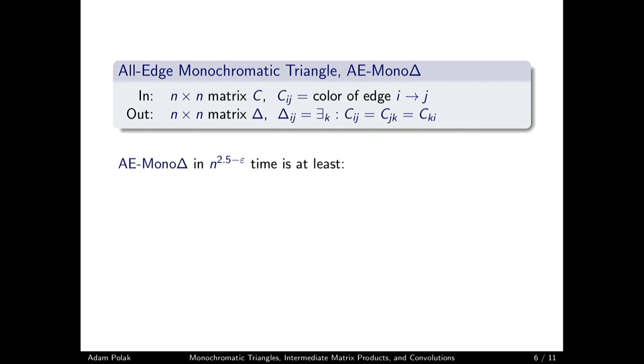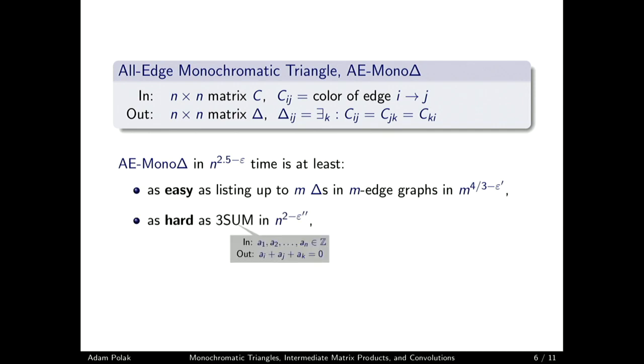And there are two reductions involving this problem. One is that improving over this running time of 2.5 is as easy as improving over triangle listing in sparse graphs, over m to the 4/3 time, which is currently the best known, assuming omega is 2. And on the other hand, it's as hard as refuting the 3SUM hypothesis.